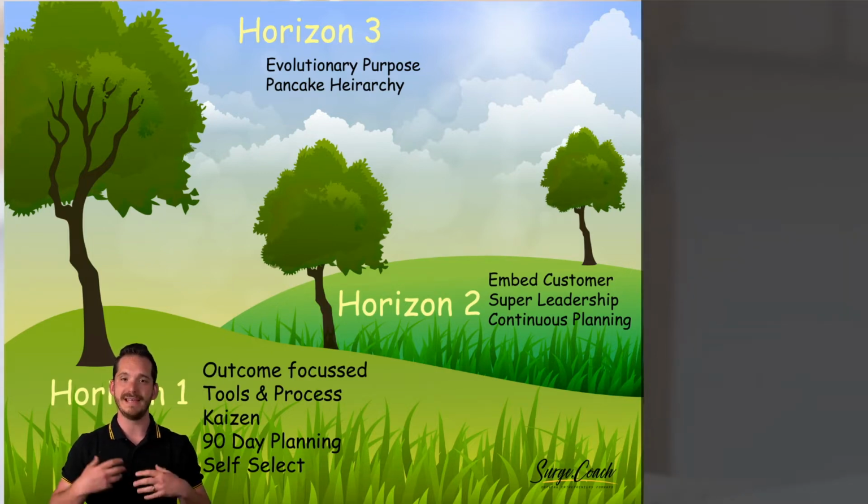Horizon 2 is about embedding the customer, super leadership, continuous planning, tribe level items. These take a lot longer to implement. So we start building and putting the seeds down at the start, but we expect these to be done within 18 months. Whereas horizon 3, to completely restructure, have an evolutionary purpose, pancake hierarchies, this is 3 years away.